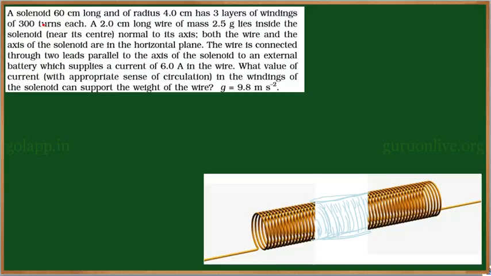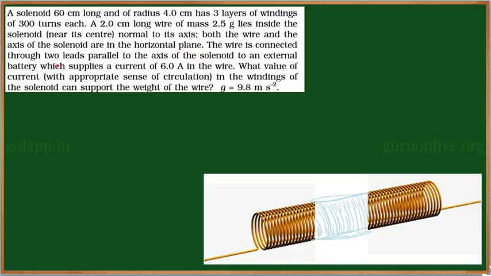See this problem. A solenoid 60 centimeters long and of radius 4 centimeters has 3 layers of windings of 300 turns each. A 2 centimeter long wire of mass 2.5 grams lies inside the solenoid near its center, normal to its axis. Both the wire and the axis of the solenoid are in the horizontal plane.